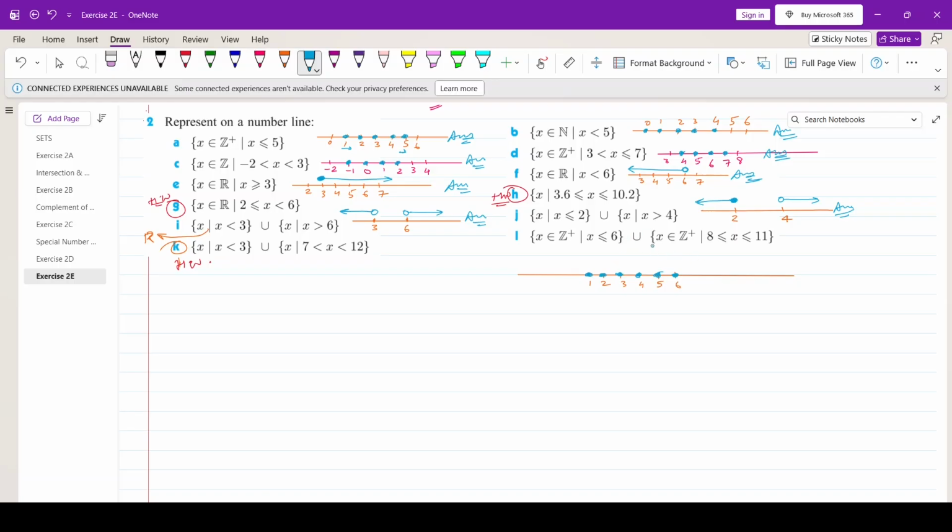Union a set of all x such that x is a positive integer between 8 and 11 including both of them. So we'll extend this line. This is 7, 8, 9, 10, 11, 12, and these points will be 8 to 11 both including: 8, 9, 10 and 11. So this is our answer. Let's move on to the next question.